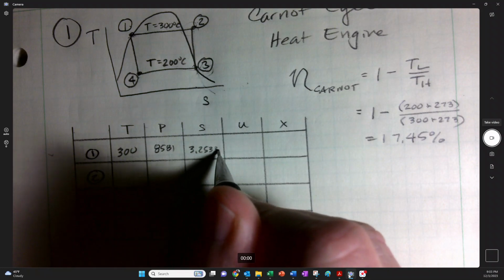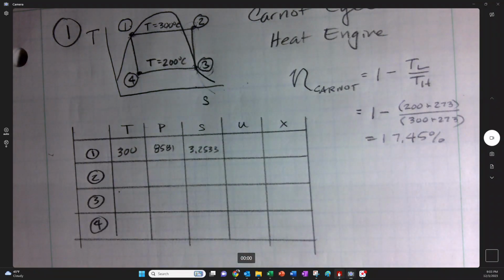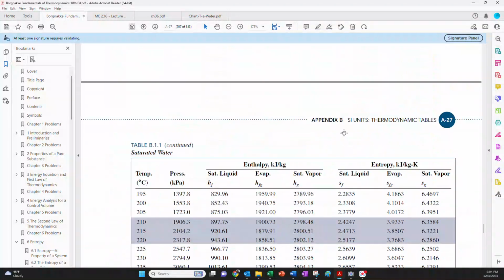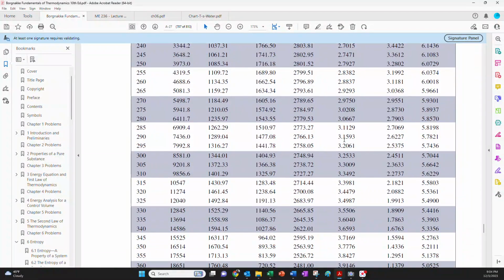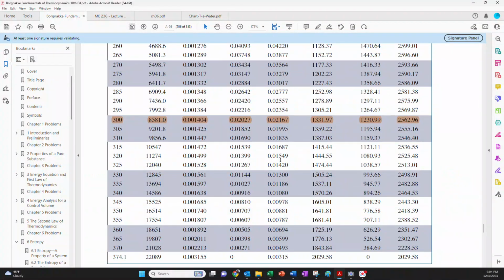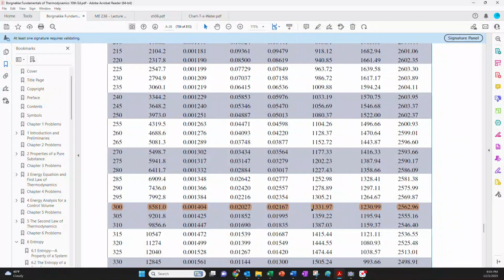3.253. Let's check it out and see as we go along there. Let's see, next page for that, right? For the 300. There you go. And then I didn't get the enthalpy. I don't need the enthalpy in this one. I do need the internal energy, and that should be 1, 3. Yeah, there you go. 1, 3, 3, 1.